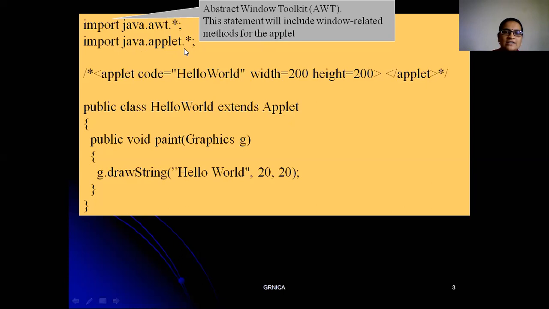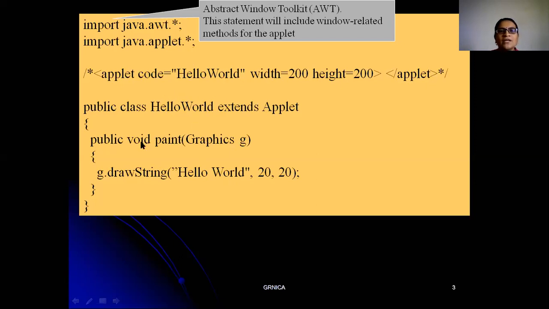Then import java.applet.*. What are all the classes and subclasses there are in an applet, those are all included here. Once you have imported in your program, you can directly extend that applet. Within this, there is no main method, even though you have to create a file called HelloWorld.java.